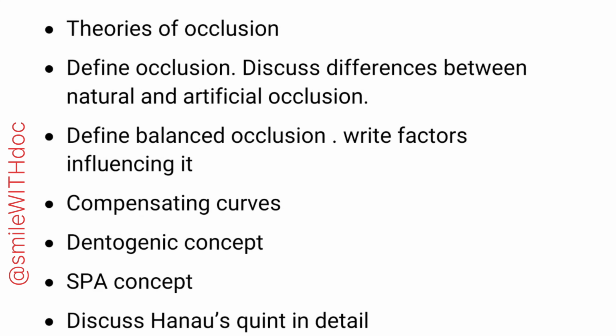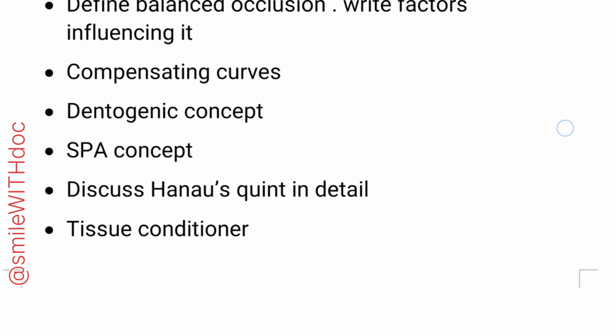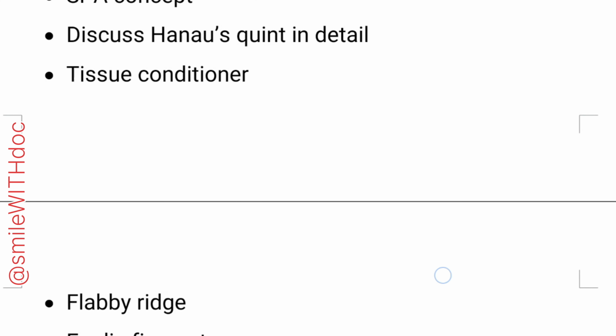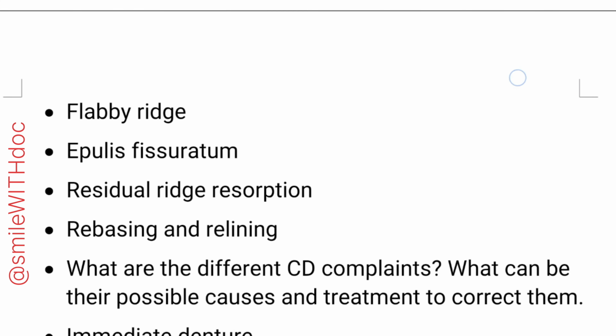Define balanced occlusion, very important, as 15 marks, even as a 4 and 5 marks question. Write factors influencing it. Compensating curve, dentogenic concept, SPA concept, all these are very important questions. Hanau's quint, very important. Tissue conditioner, very important. These are all 4 and 5 marks questions.